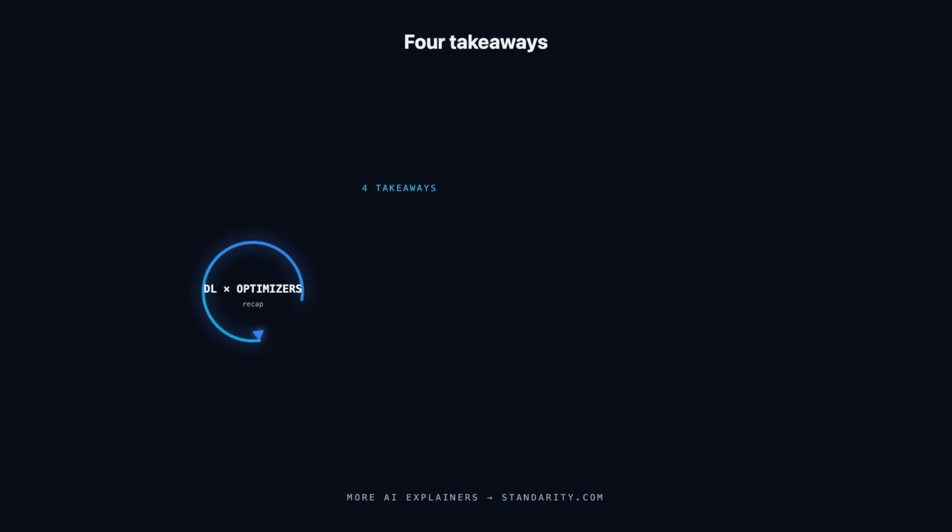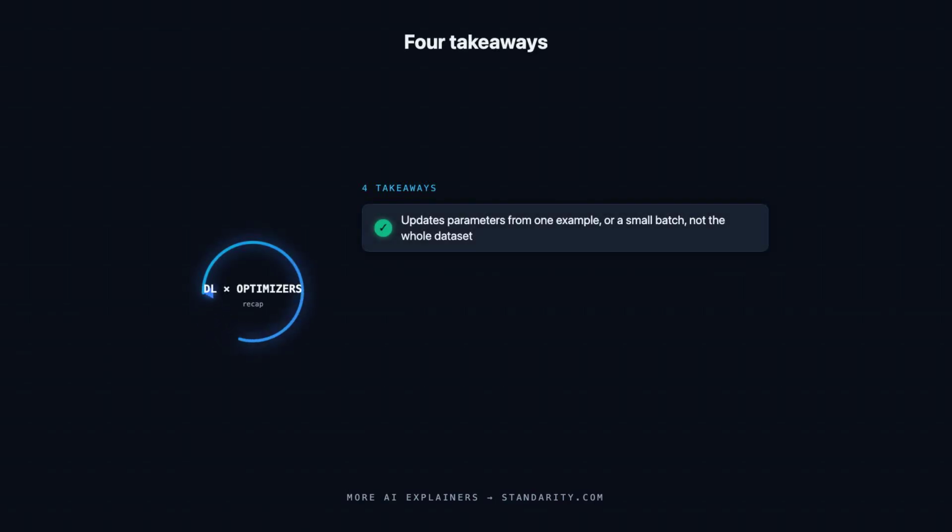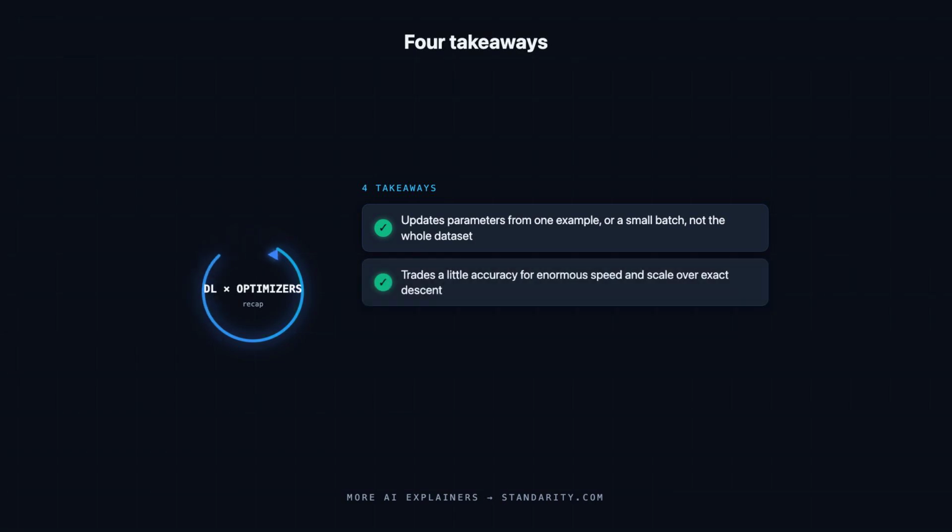Alright, let's lock in what matters. Stochastic gradient descent trains a model by updating its parameters from the gradient of one example, or a small batch at a time, rather than the whole dataset at once. Computing the exact gradient over all the data is accurate but painfully slow and memory-hungry, so SGD trades a little accuracy for enormous speed and scale.